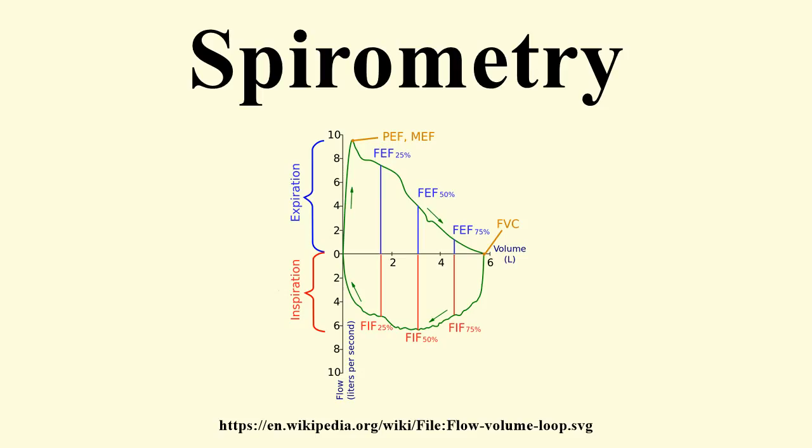Forced vital capacity is the volume of air that can forcibly be blown out after full inspiration, measured in liters. FVC is the most basic maneuver in spirometry tests. Forced expiratory volume in 1 second. FEV1 is the volume of air that can forcibly be blown out in 1 second, after full inspiration.